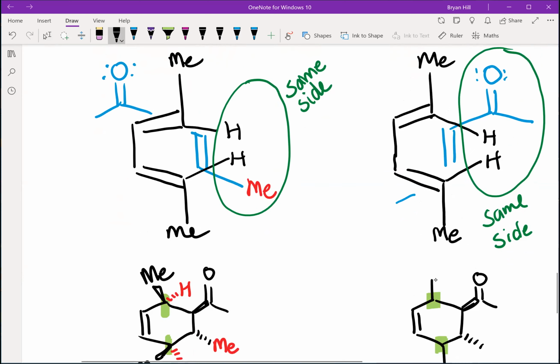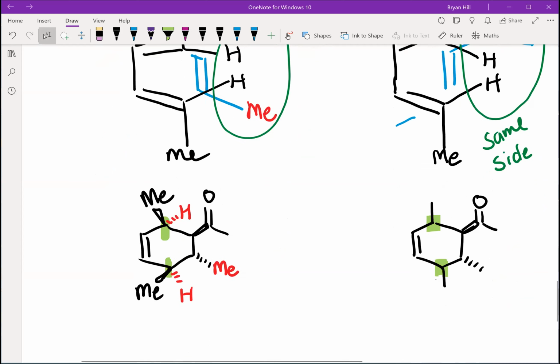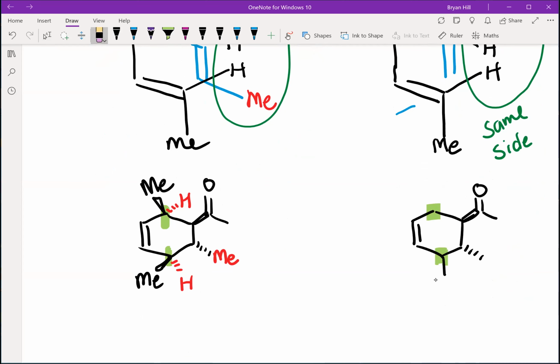And in the exo transition state, the carbonyl is on the same side as those two protons. So if we define the carbonyl as up, that means that in this transition state, the little protons are up, and the two methyl groups will be down.